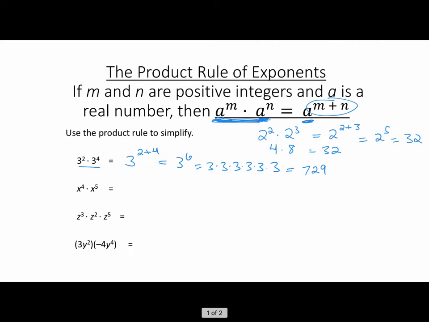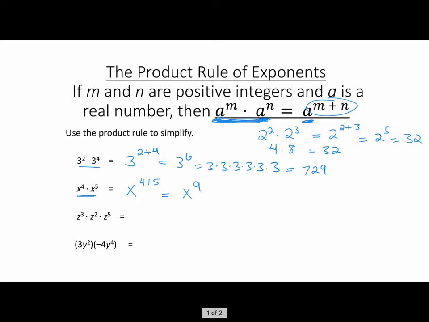Our second example, x to the fourth times x to the fifth. We're multiplying the same base, x. So we will have that base and add the exponents together, 4 plus 5, which is 9. I can't evaluate this exponential expression because I don't know what the base x is.